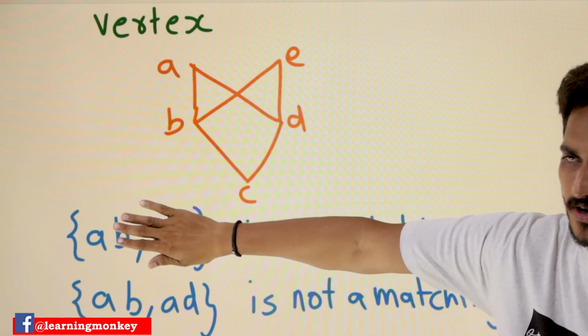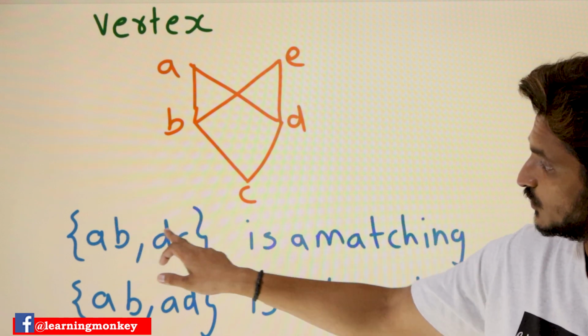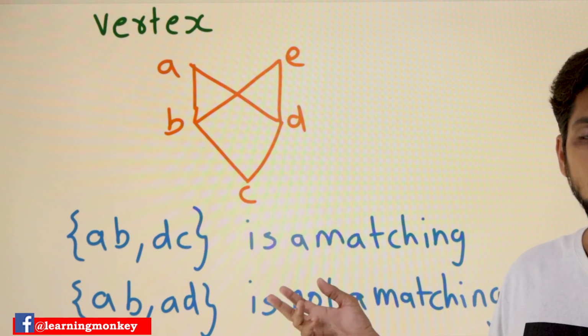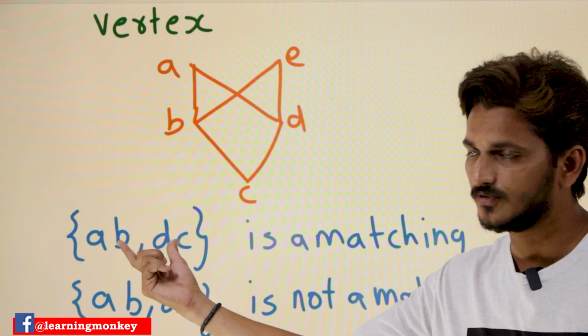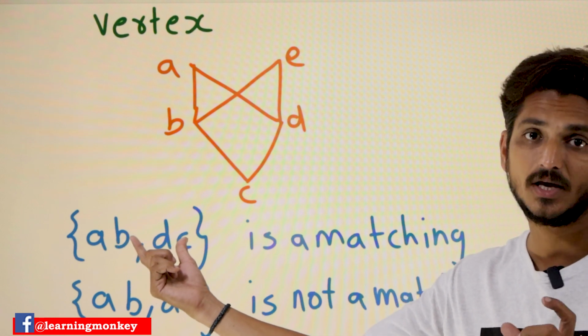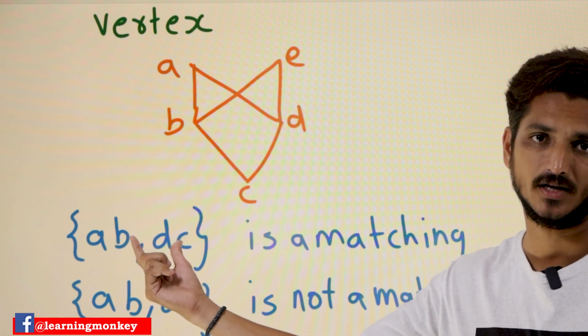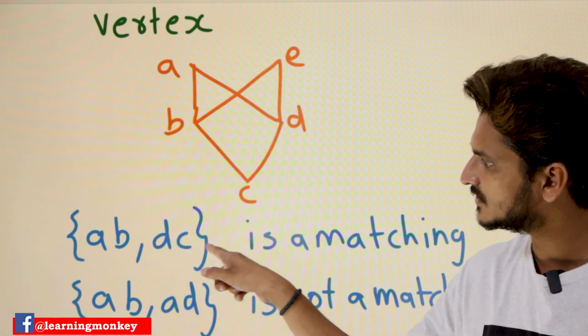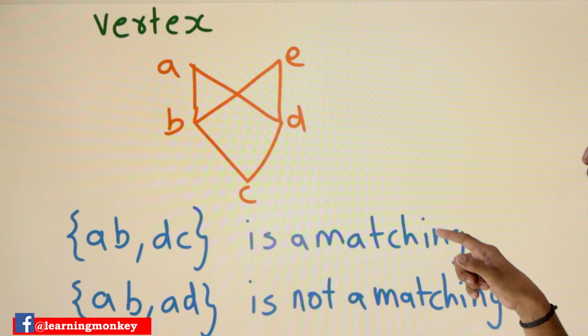You can take any number of edges. For understanding purposes, here we have taken only two edges. You can take three edges. You can take four edges. You take any pair of edges from this set. That pair should not have any common vertex. It should be satisfied for all the pairs present in this set. Then only we call it a matching.